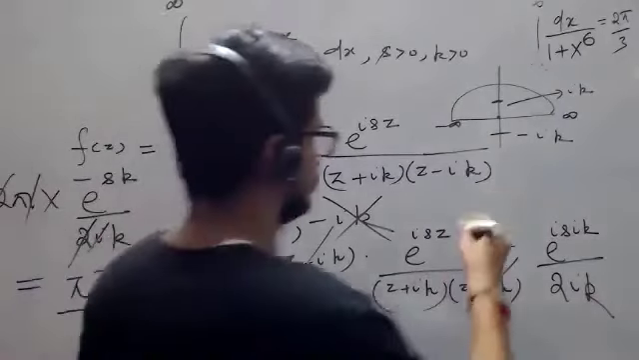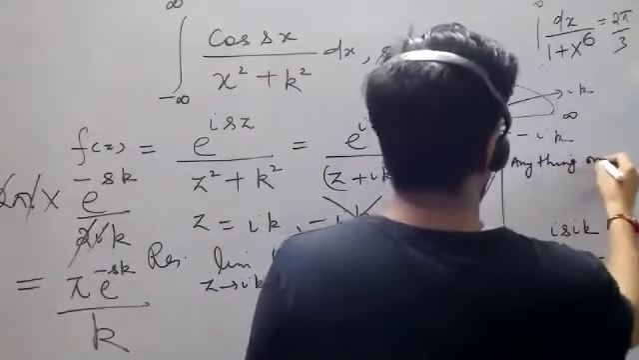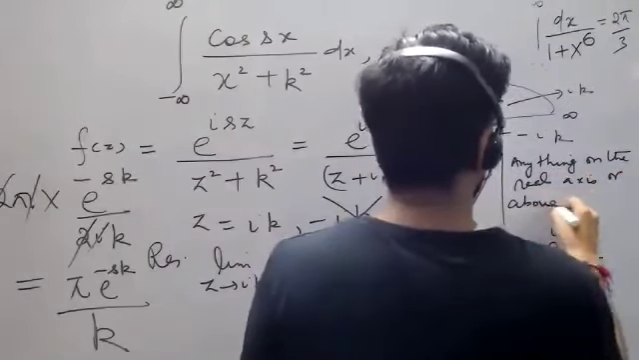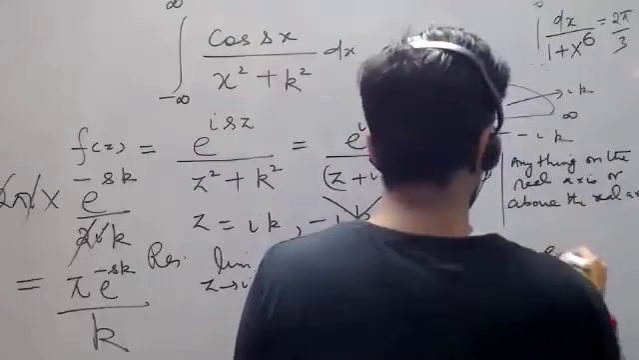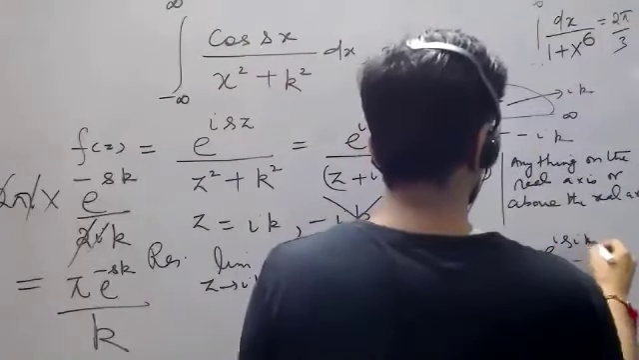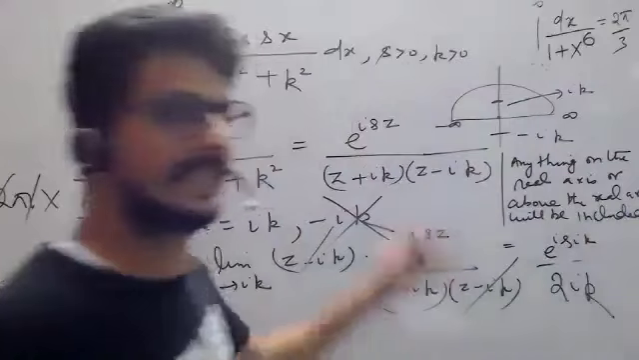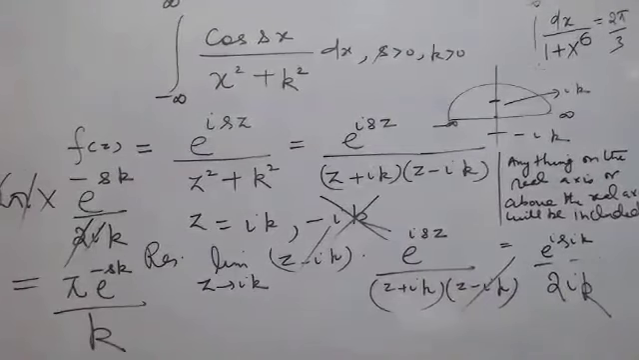So I told you about poles. Anything on the real axis or above the real axis will be included as a pole. For this case only, I am talking about the contour made from minus infinity to plus infinity. Otherwise you may think I am writing something general. I am not writing anything general. Yes, okay. Yes, sir.